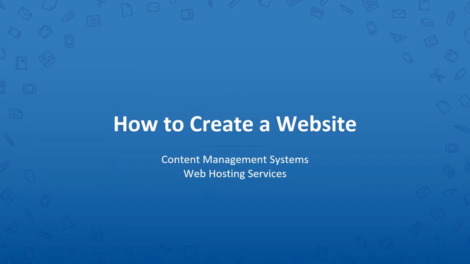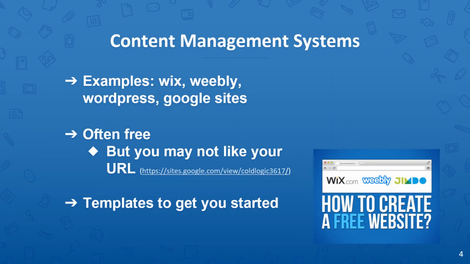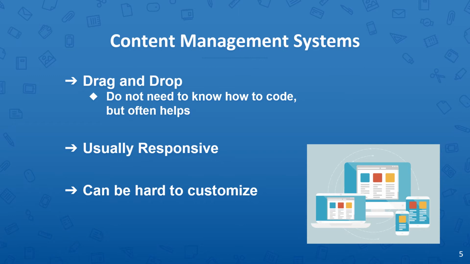Now that you know some reasons why your team should have a website, let's discuss how to create one. When creating your website, you have some choices. You can use a content management system such as Wix, Weebly, WordPress, or Google Sites, which are often free but you may not like the URL you're given. They provide templates to get you started and use drag and drop code to allow you to personalize. To use drag and drop code, you don't need to know how to code, but it can be helpful to know. These websites tend to be responsive, but the downside here is that they can be pretty hard to customize.